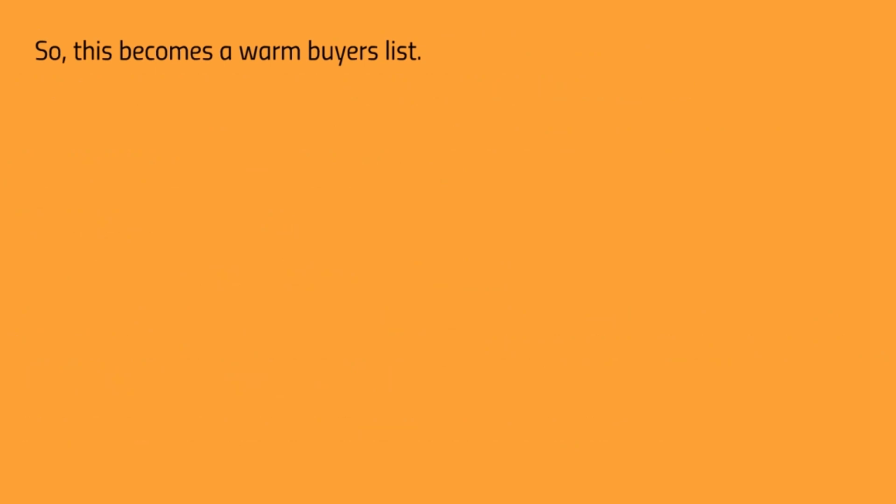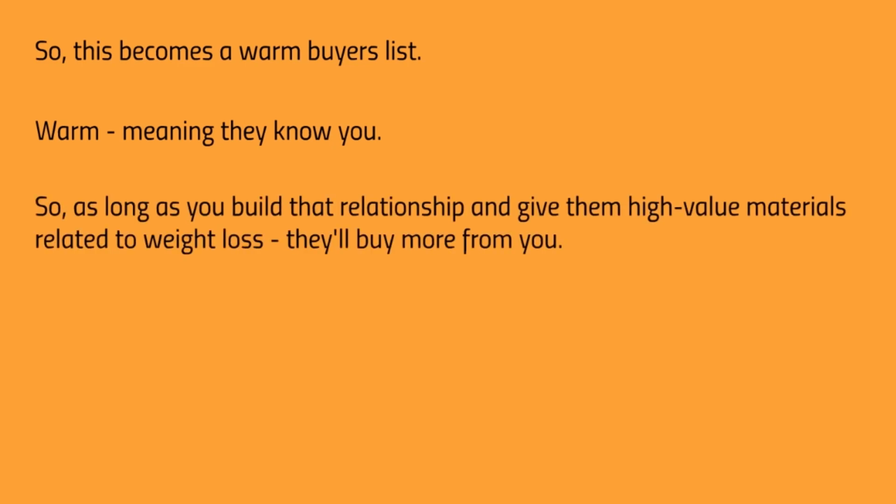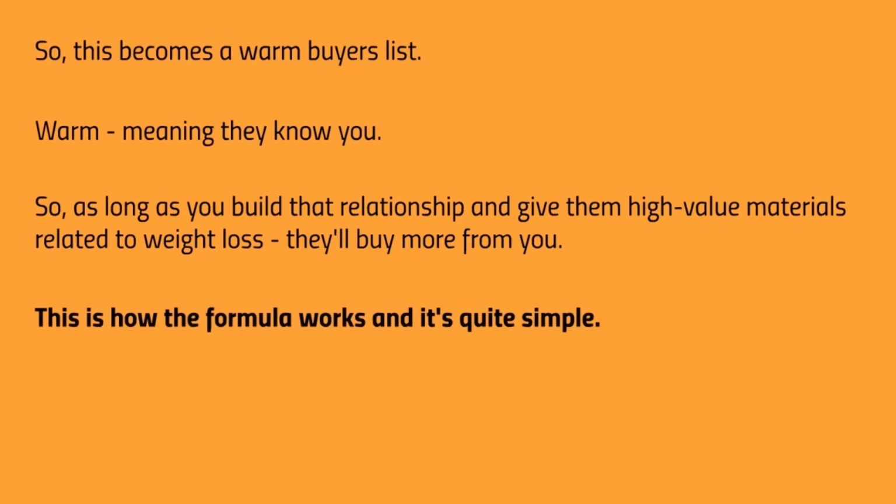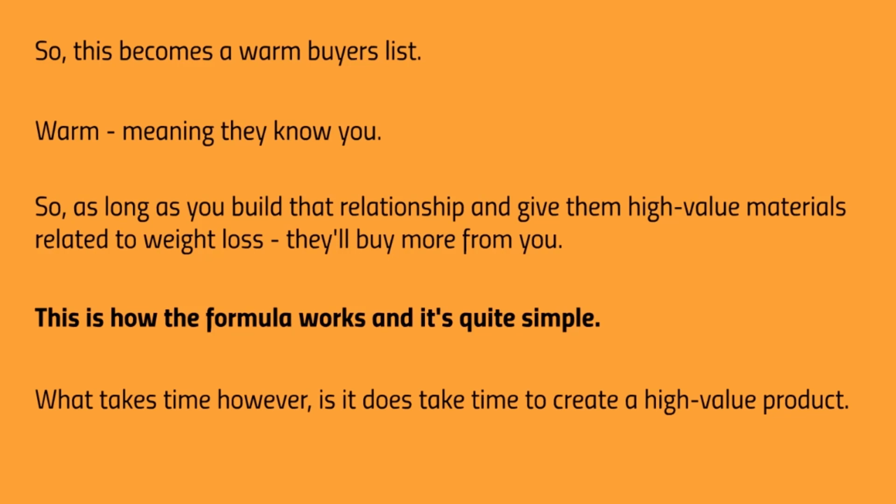A cold list means that they don't know you at all. They don't know who you are. They just subscribed to your list and they don't know what you can offer to them. With a warm list, they have that connection. They know you, basically. That's what that means. So as long as you build that relationship up and you constantly give them high value materials related to weight loss, they'll buy from you. And this is how the formula works. And it's very simple, as you can see.